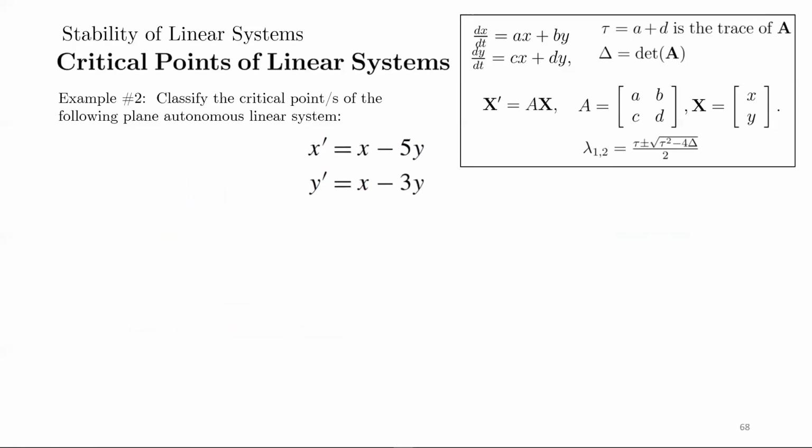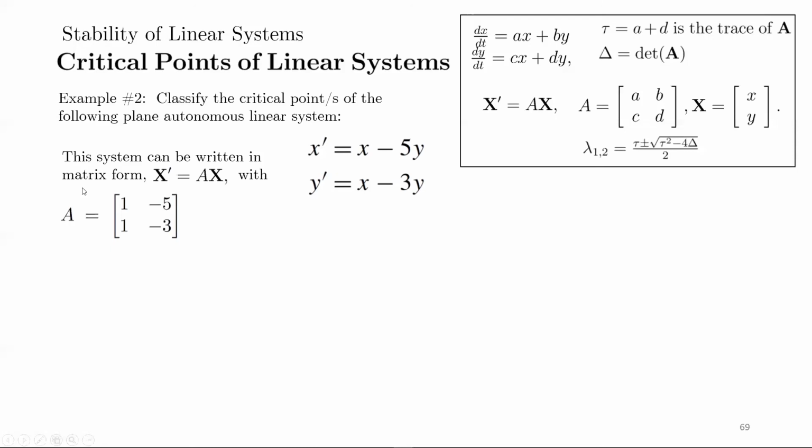Okay, example 2. Again, we're just going to do the same thing here. Write down the coefficient matrix A, writing the system in matrix form. I'm going to calculate the trace first. 1 plus negative 3 is negative 2. The determinant: 1 times negative 3, take away negative 5 times 1 is 2, which is non-zero, so we're okay. We've got a single critical point at the origin.